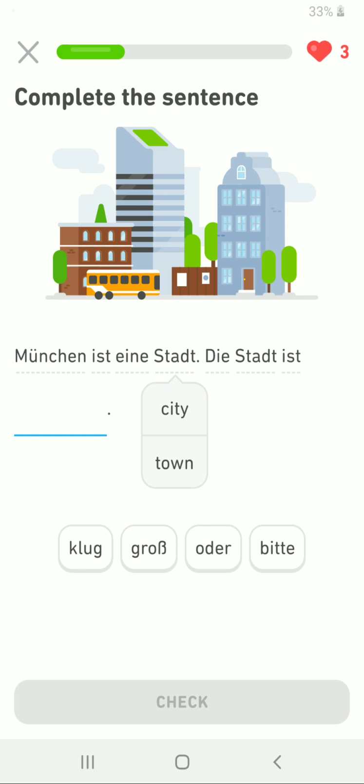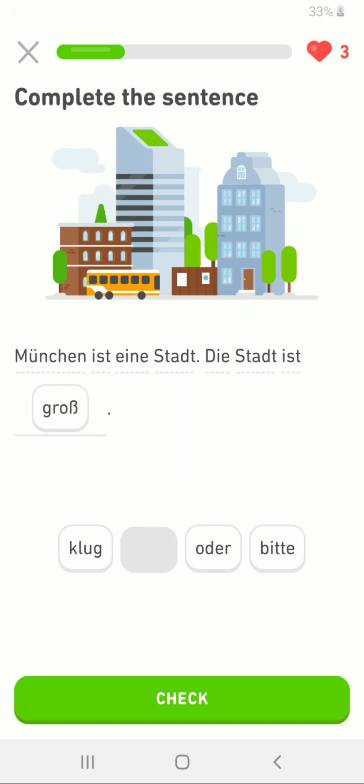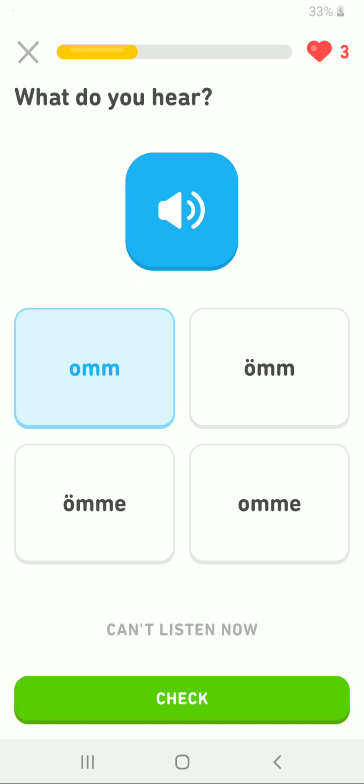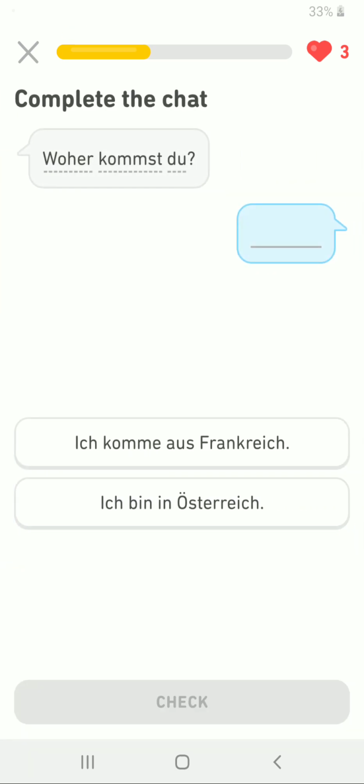Eine is feminine. Die Stadt ist groß, ja. It's big. München. This is Omme, the correct one.